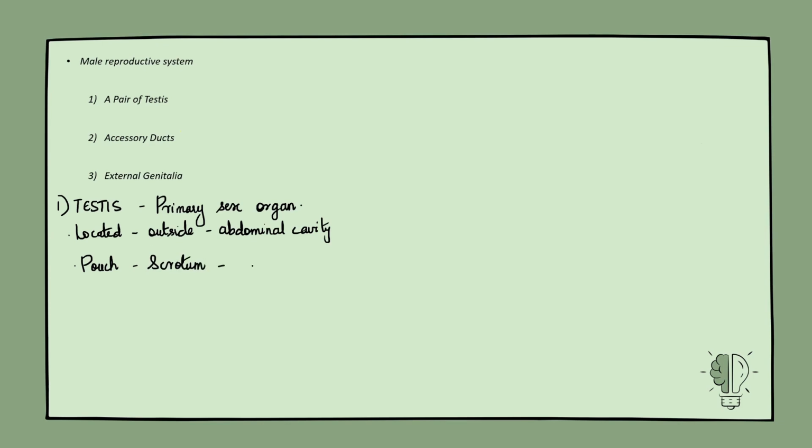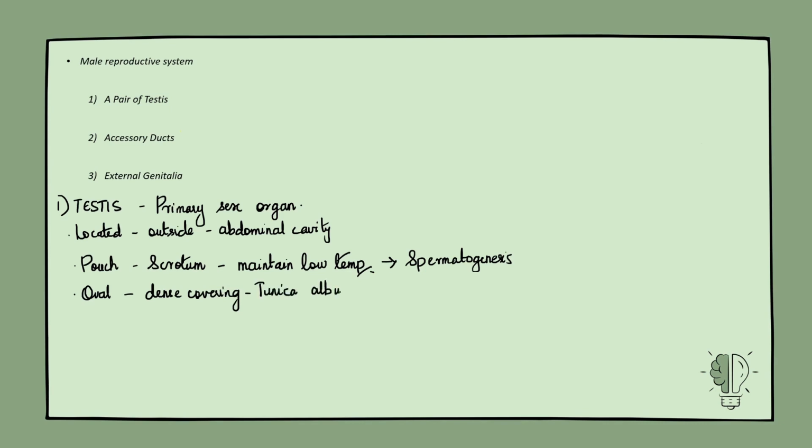The function of the scrotum is to maintain low temperature that is required for the process of spermatogenesis. Spermatogenesis is the process of formation of sperms. Alright. Now the testis is oval in shape. And it's covered with a dense covering that is called tunica albuginea.